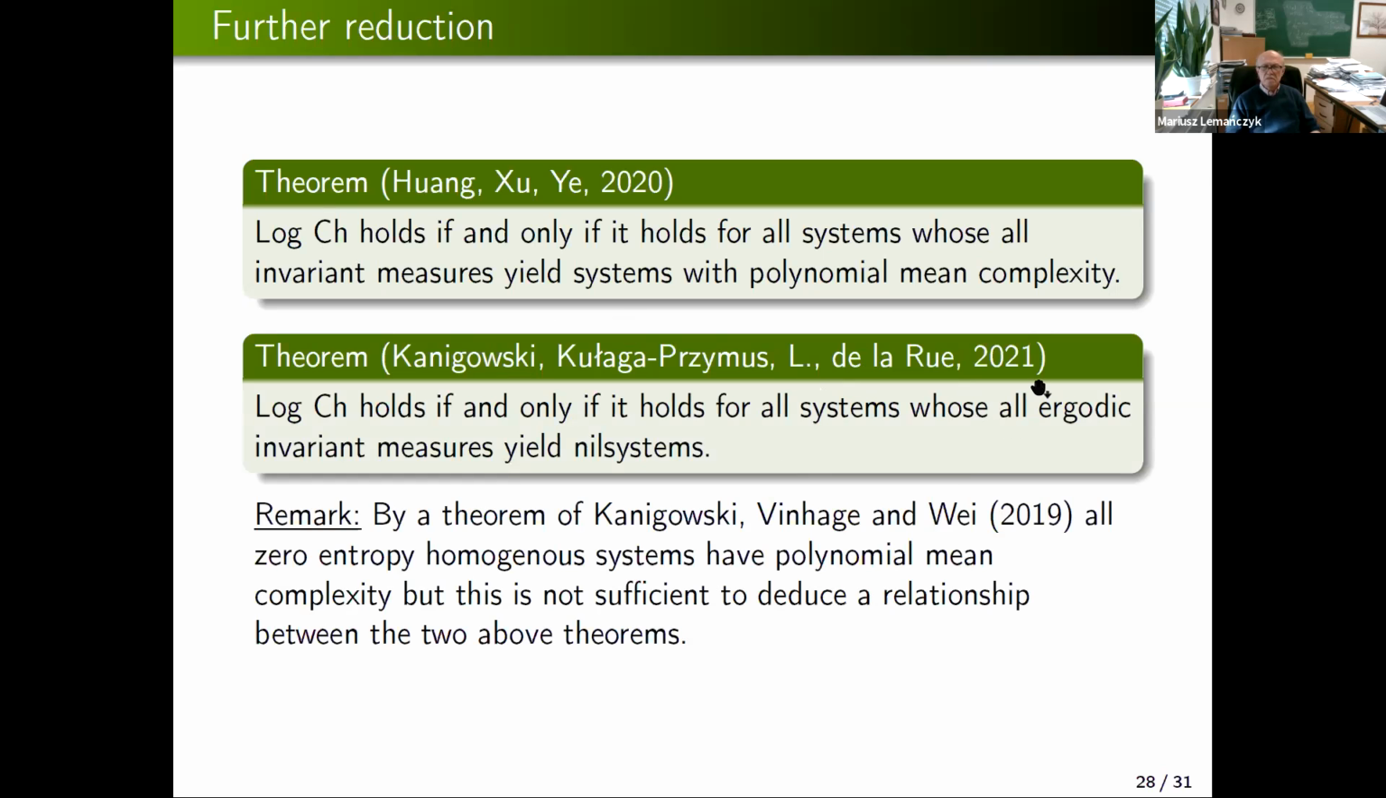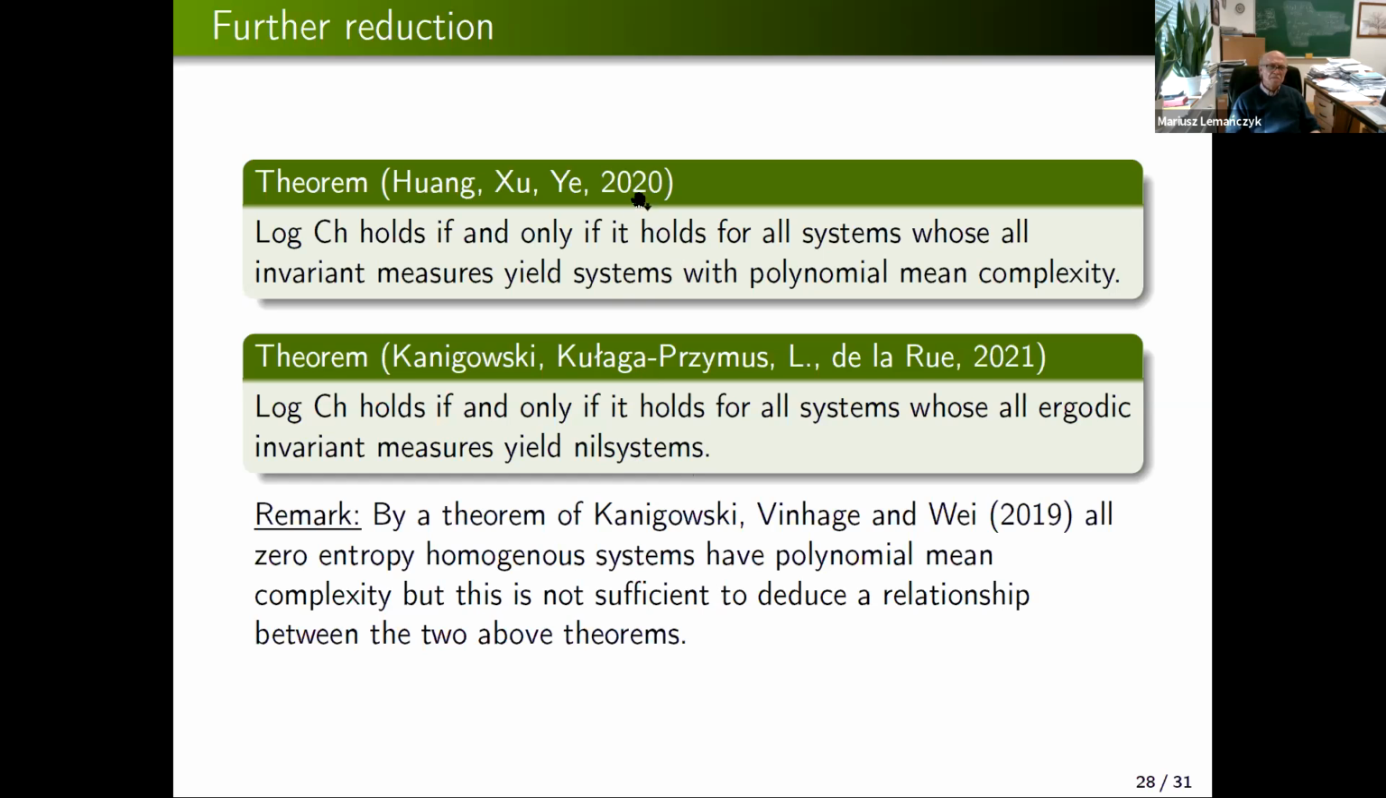And a more recent result, from this year, is that the logarithmic Chowla conjecture holds if and only if the logarithmic Sarnak conjecture holds for all systems whose ergodic invariant measures are nil-systems, the systems which we have seen before.